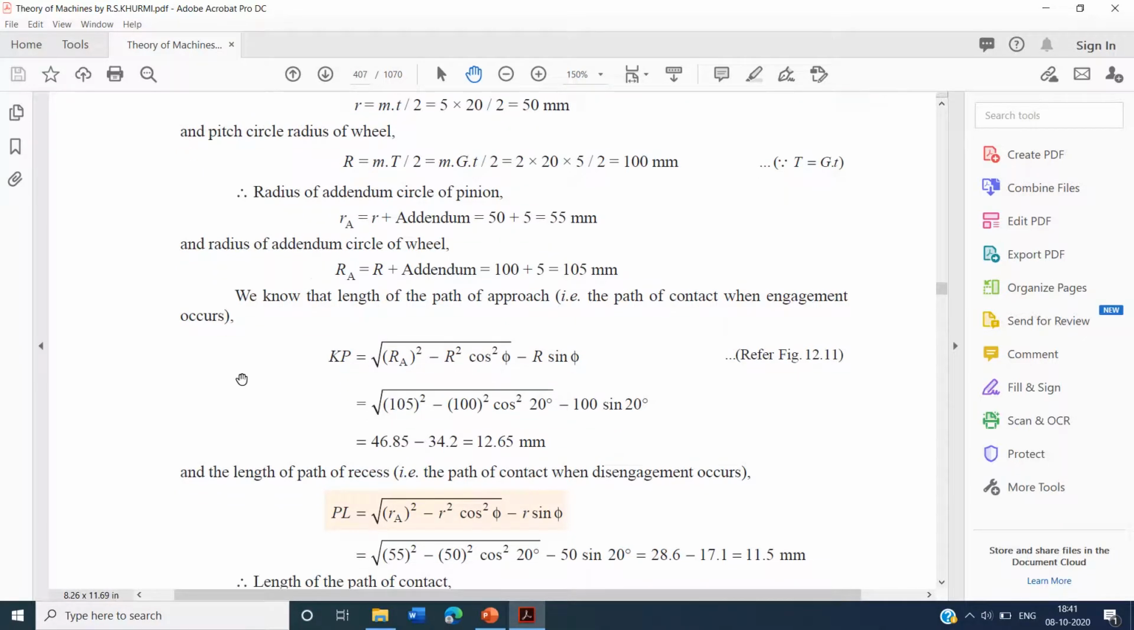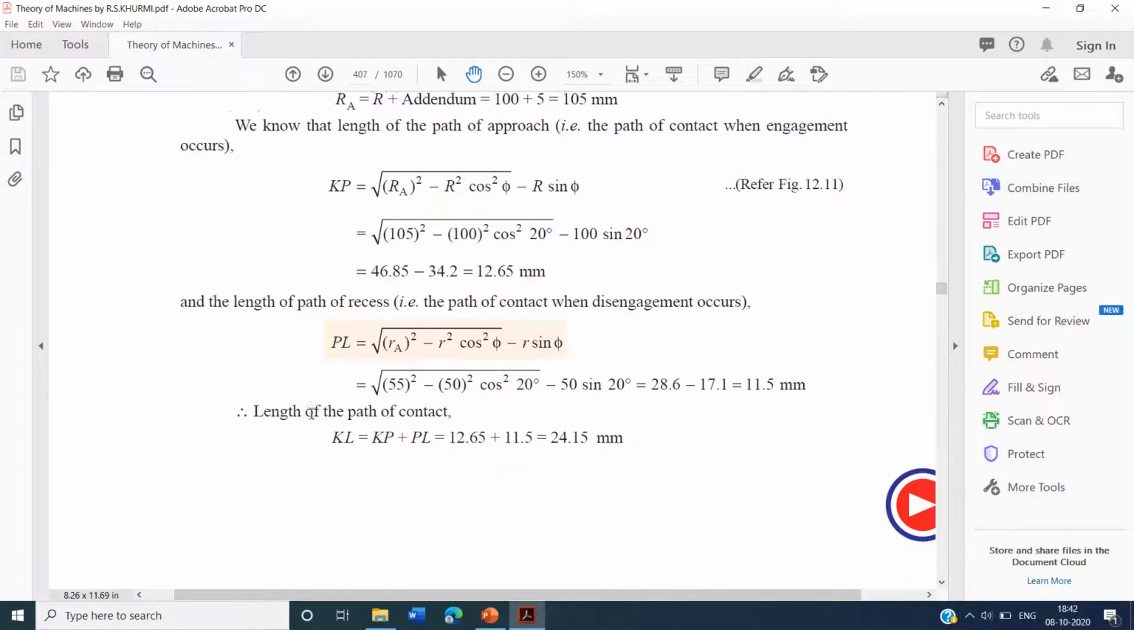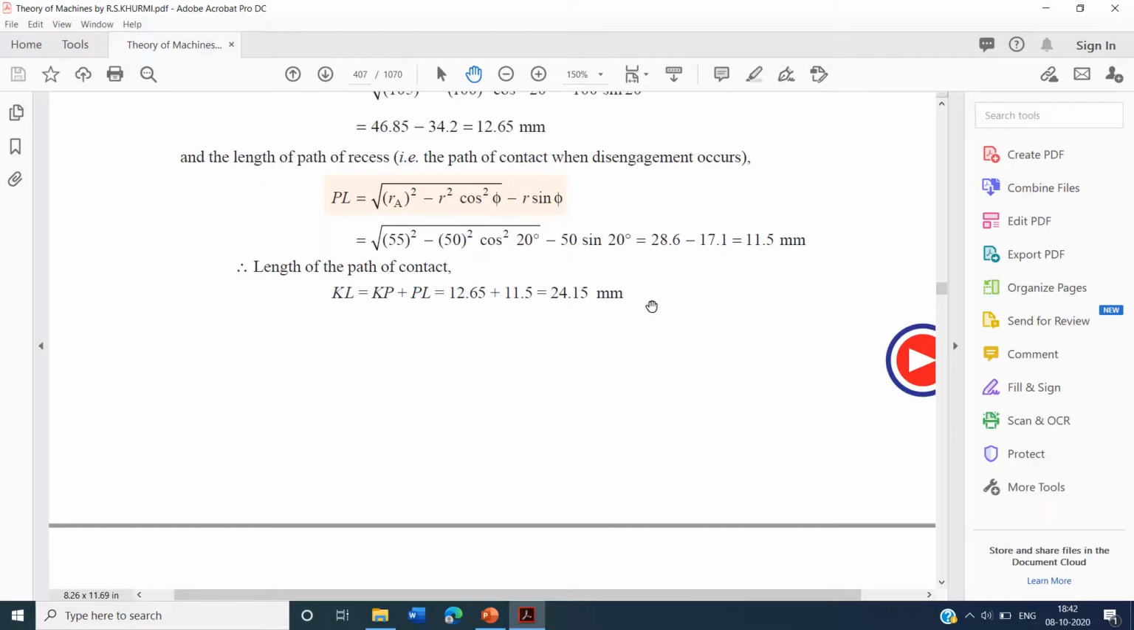Then we will go through the path of approach, which is given by this equation, and when we substitute all the values in this equation, we will get the path of approach, which is 12.65 millimeter. Then we will go through the path of recess, again substitute those in this equation, and you will get the path of recess. Add path of approach and path of recess, and you will get the path of contact.